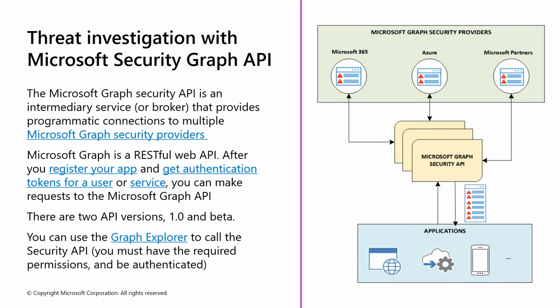You can use the Microsoft Graph Explorer to call the security API. You must have the required permissions and you must be authenticated to be able to do that. So make sure you keep that in mind.